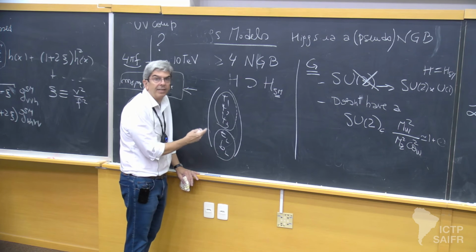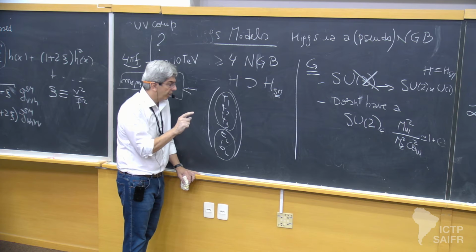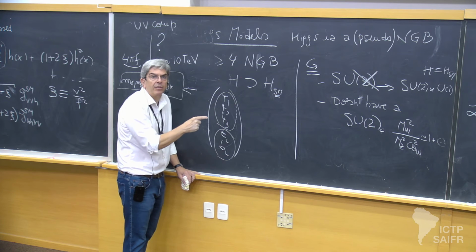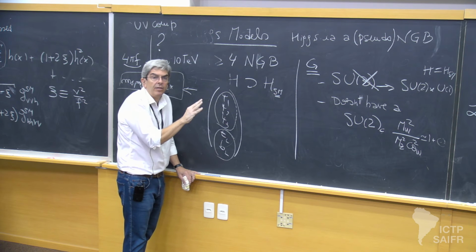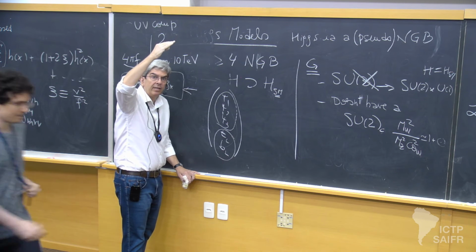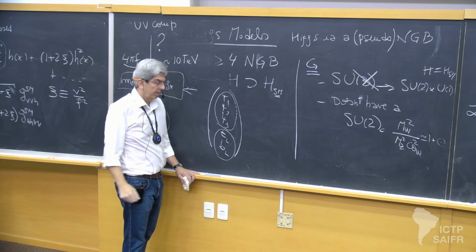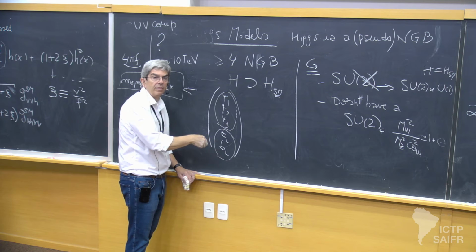Remember that these guys get masses through the breaking of the Higgs, whereas the resonances get masses through F, so they live at a higher scale. And of course, there will be resonances of all of them, including the top and the bottom.